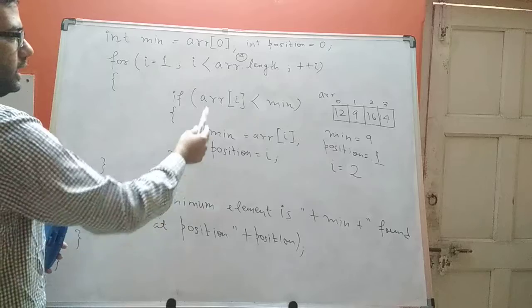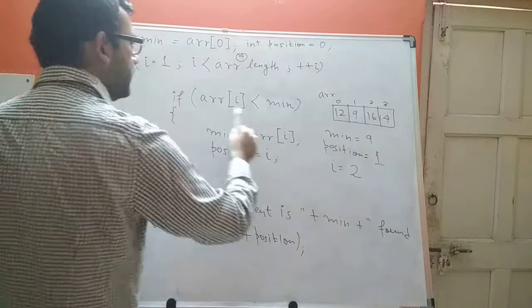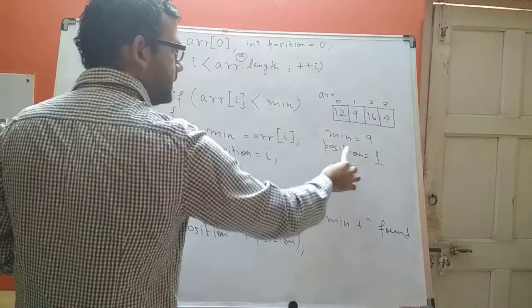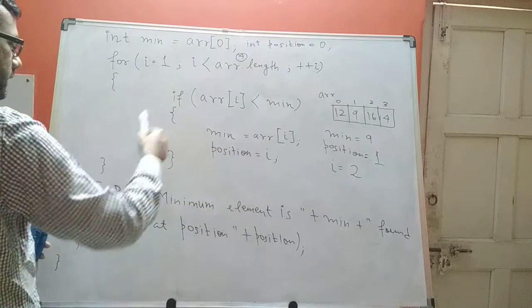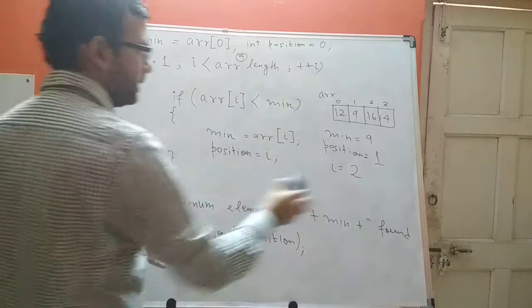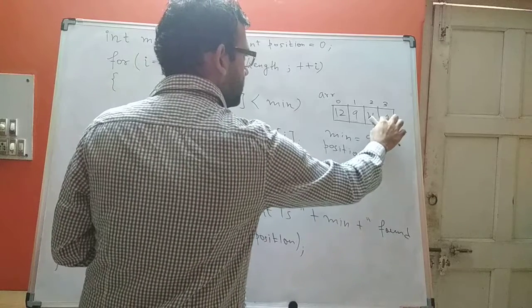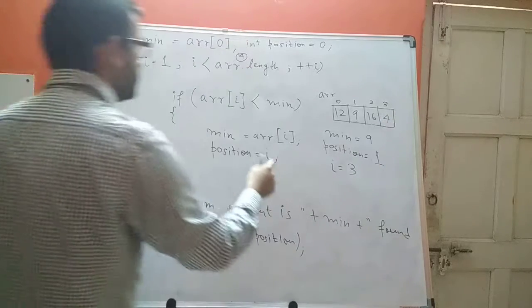Yes. So you come inside. ARR of I means ARR of 2. ARR of 2. Is it less than min? Is 16 less than min? No. Condition is not satisfied. So these two statements will not be executed. Again you go back up. Plus I. So I becomes 3.